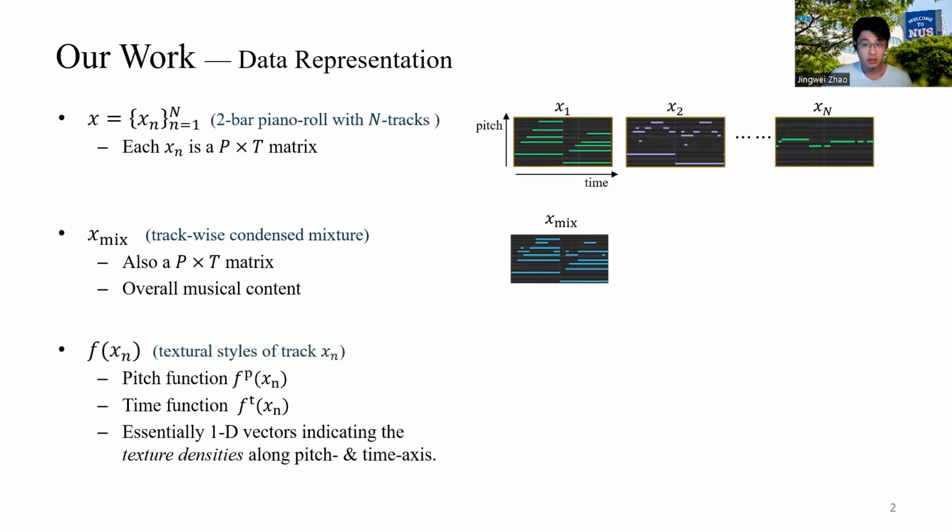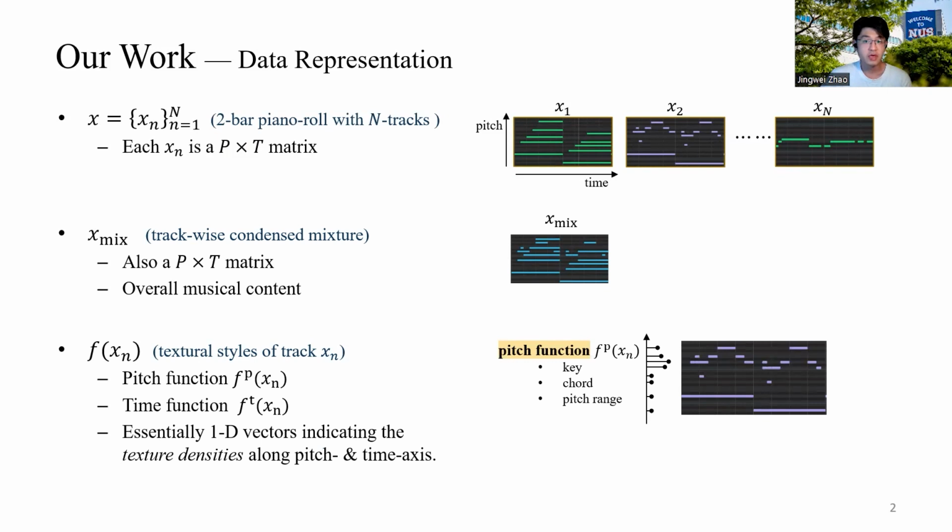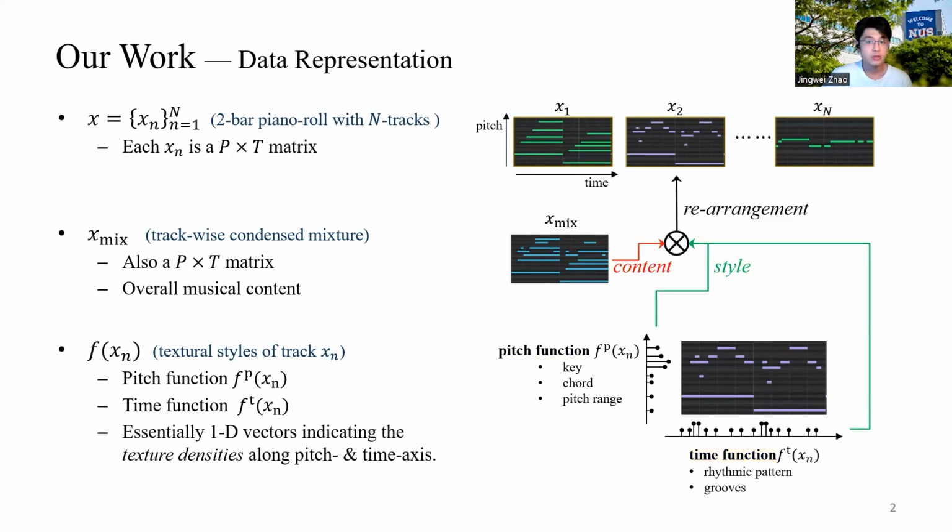And we further use track functions to describe the textural style of each track. We define pitch function fp and time function ft. Specifically, the pitch function is a pitch histogram, and it indicates the key, chords, and pitch ranges of the specific track. And the time function is essentially the progression of voice thickness, and it indicates the rhythmic density and groove patterns. To this end, rearrangement is essentially to reconceptualize the musical content with the guidance of track functions.